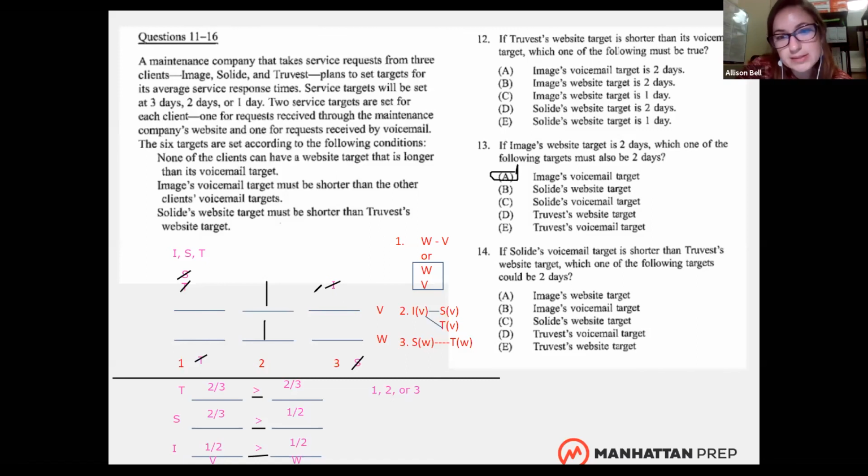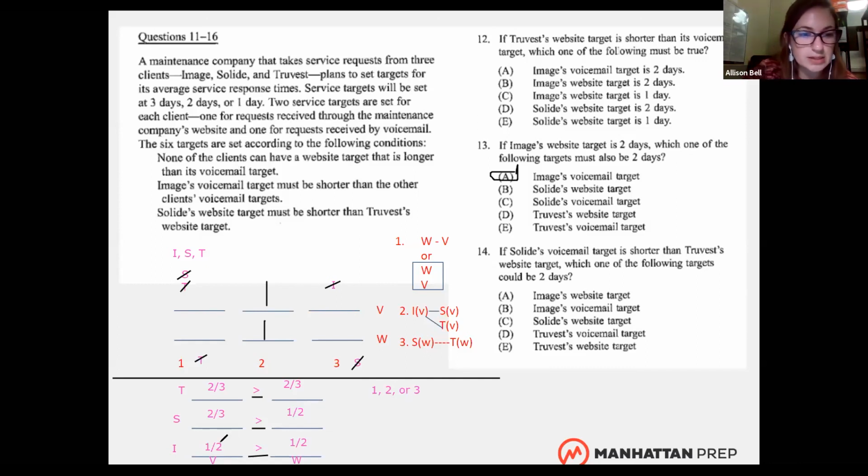This is a great example of where not going too far down the inference chain before you check your answers can really save you a ton of time. In this one, the first inference that I'm able to make based off of this website voicemail connection ends up being the correct answer. Let's see what that would look like down at the bottom.